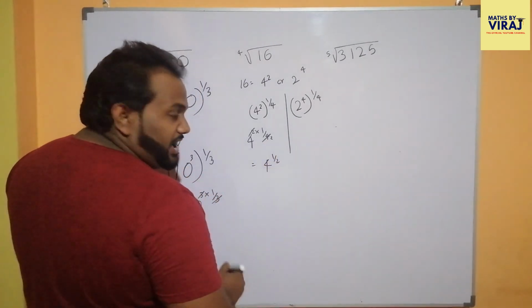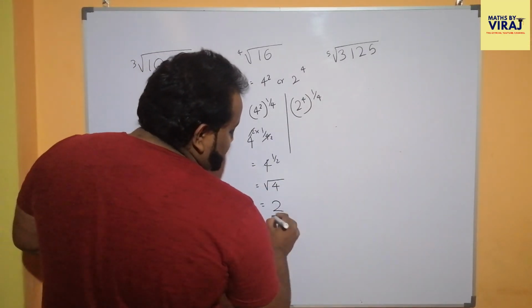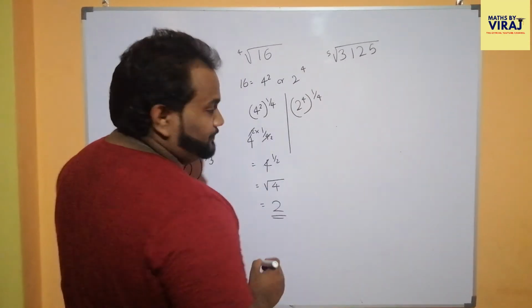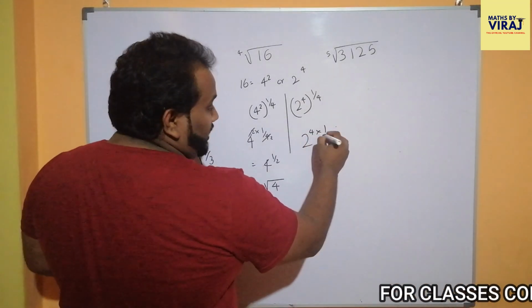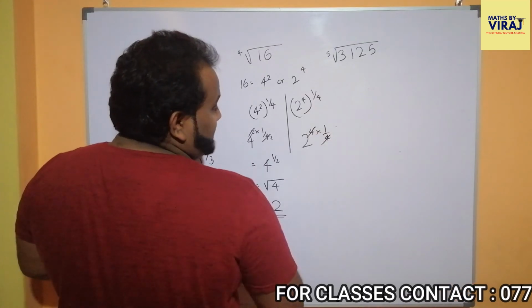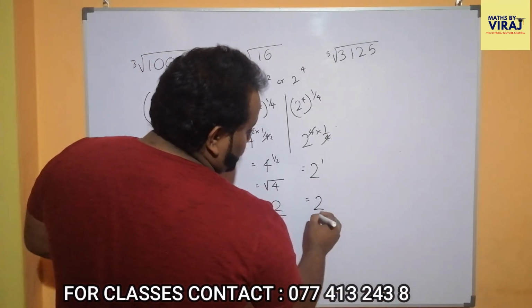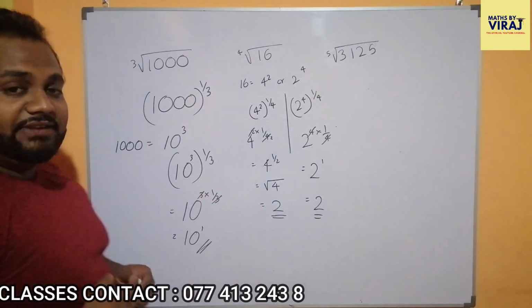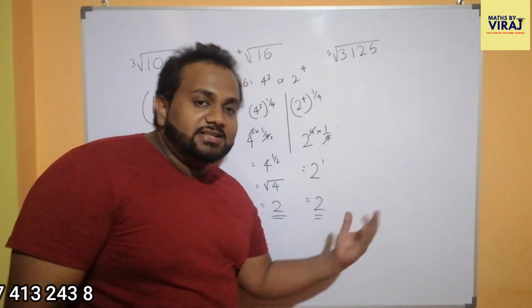What is 4 to the power half? 4 to the power half is like square root of 4. Again the answer is 2. Similarly, 2 to the power 4 into 1/4, they cancel off easily, giving us a final answer as 2. So whatever the method you use, you will end up with the same answer.